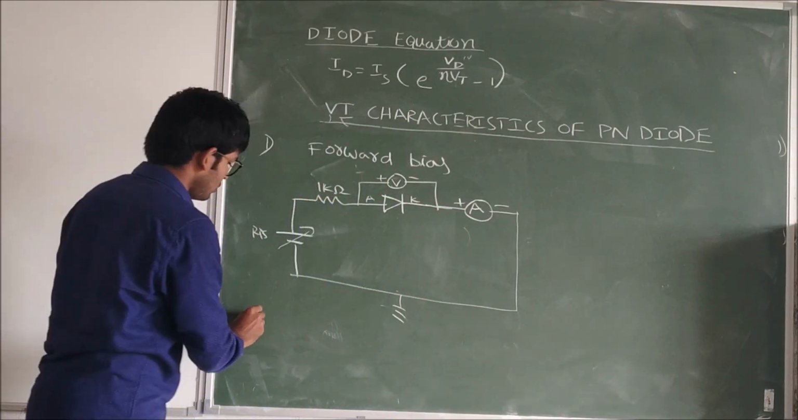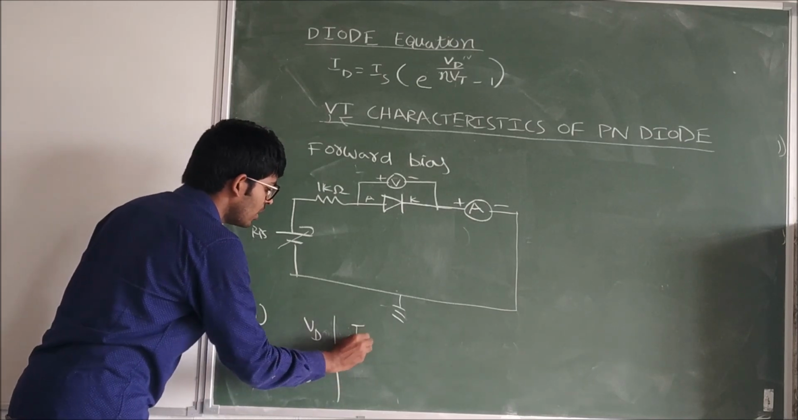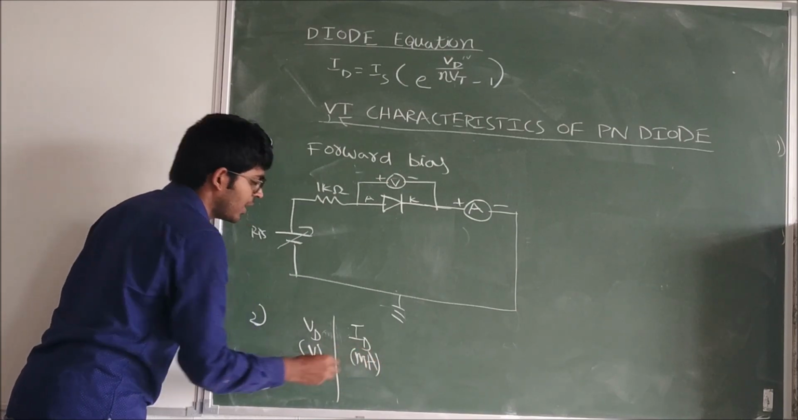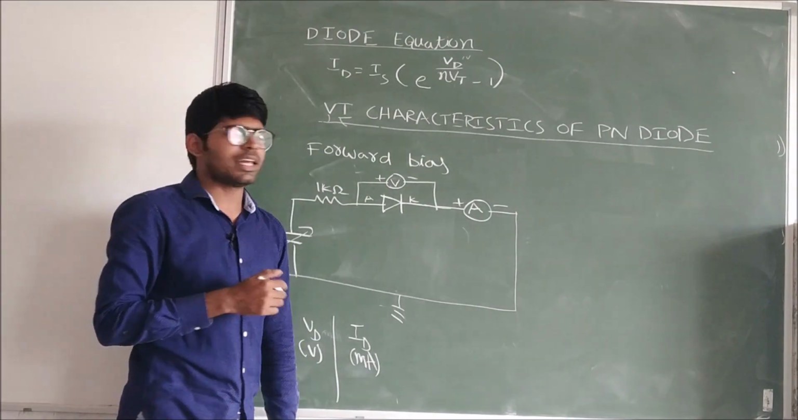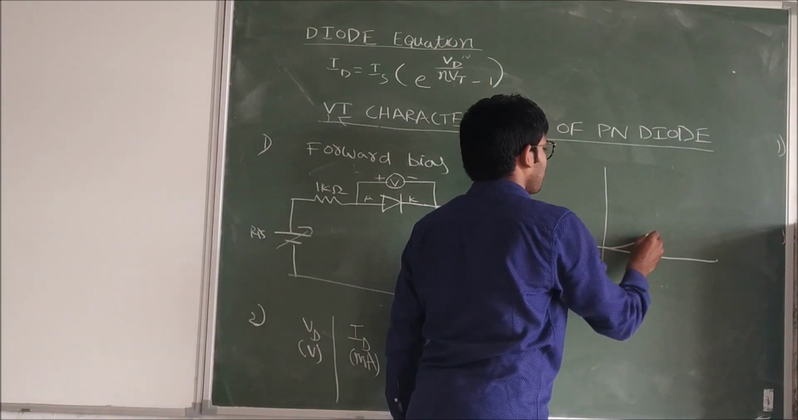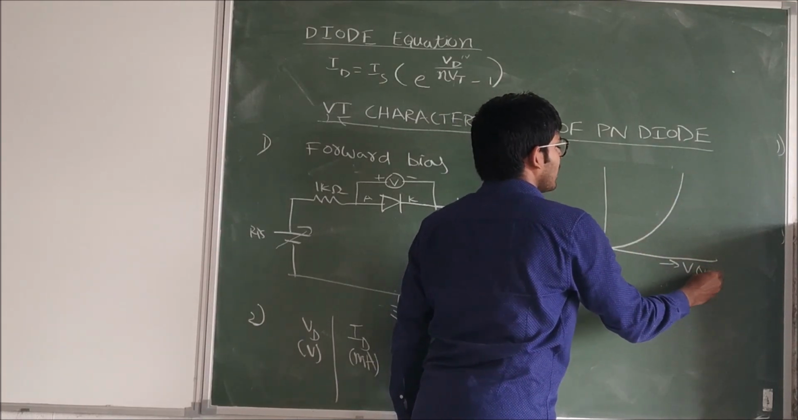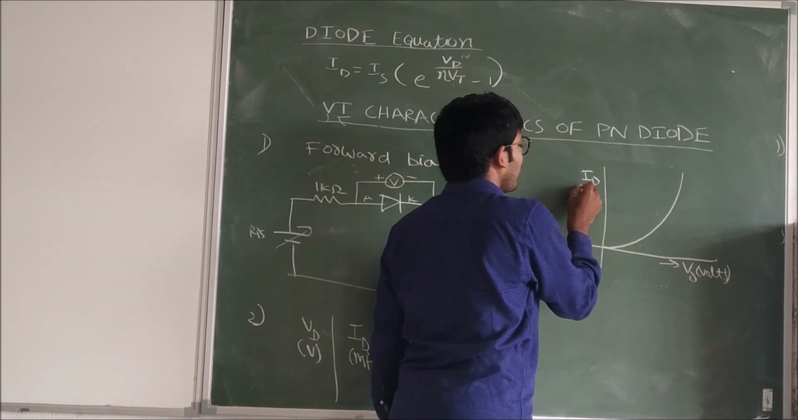Further, this is diode voltage and this is diode current. Diode voltage is in volts and diode current in forward bias is in milliamps. So we are taking the readings. While taking the readings, we observe that voltage should be taken on x-axis and the current should be taken on y-axis.